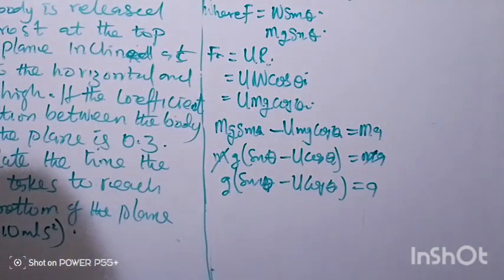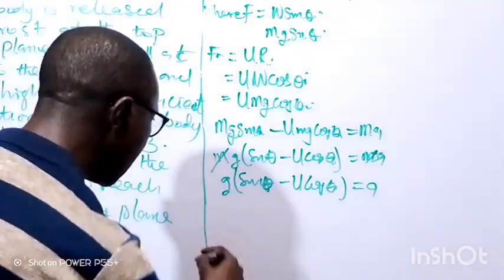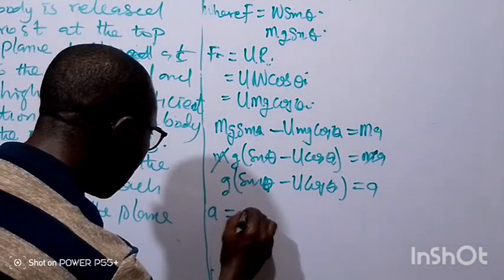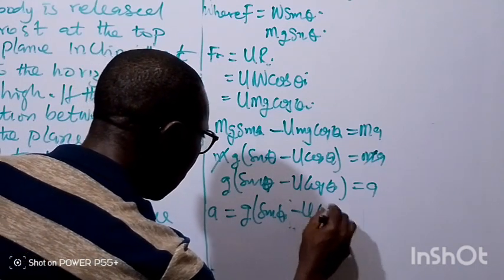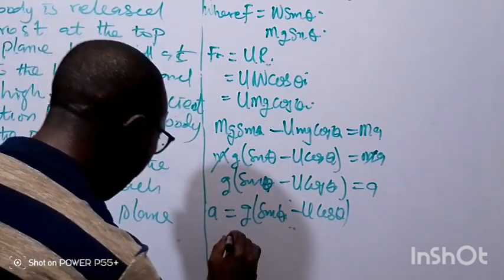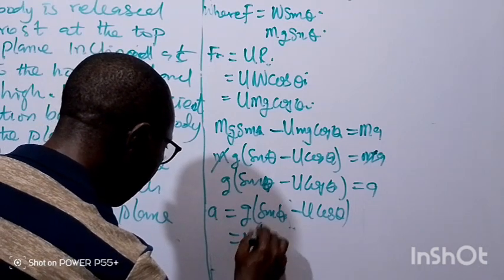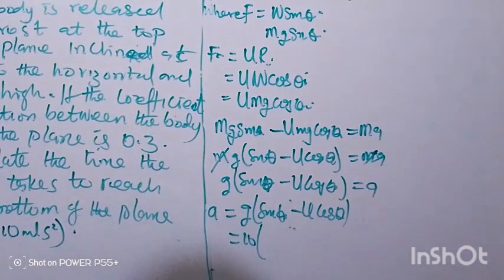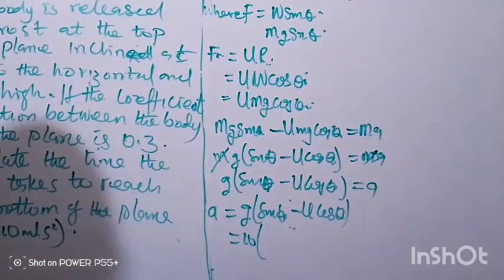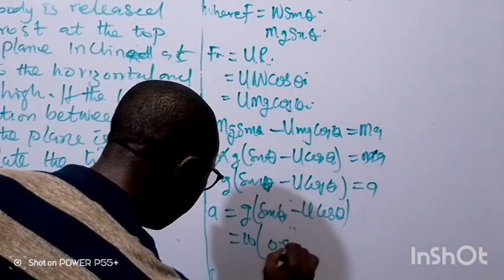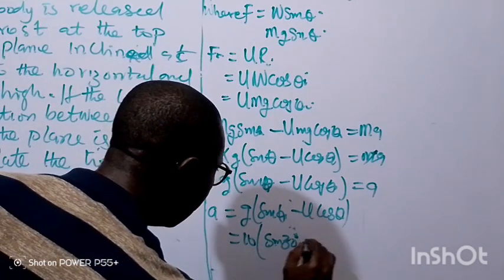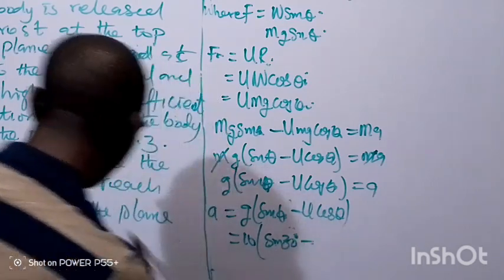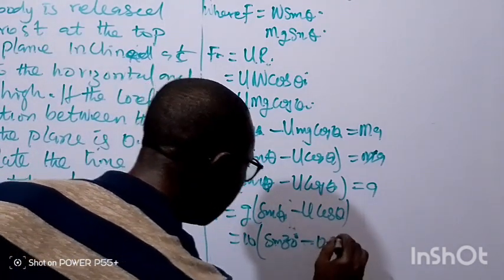Now to get the value for a, we can say in the reverse way that a is equal to g into sin theta minus mu cos theta. According to the question, g is 10. Then our angle of inclination is 30 degrees. That is, sin 30 degrees is 0.5, minus 0.3 for mu, cos 30 degrees.